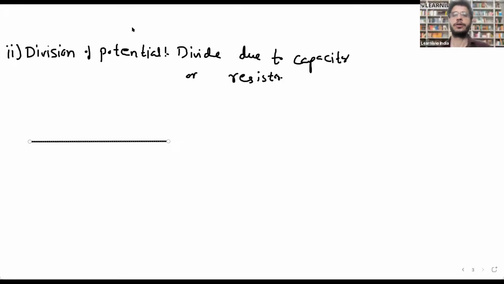So if you have a straight wire, we already studied in electric potential that the surface of a wire is an equipotential surface. Amalia, what do you mean by equipotential surface?